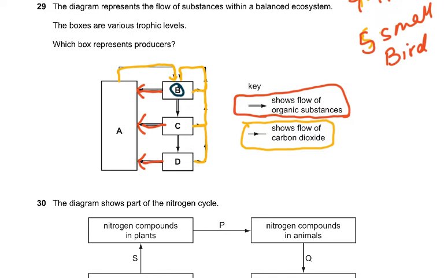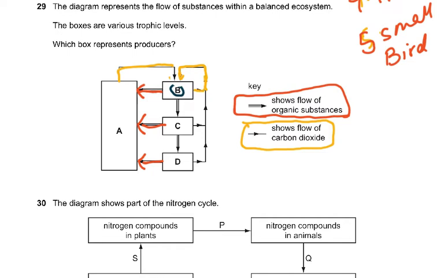Flow of organic substances was only this. So now we've got to understand that carbon dioxide was coming in from all sides into B. So B would have been the photosynthesizing one, because I'm just going to rub this off so that you can see the arrows coming. You see, this arrow was also coming this way, and then it was coming here. And this arrow was coming out.